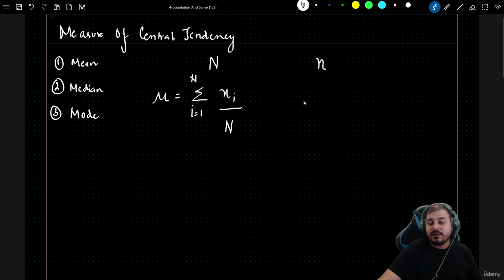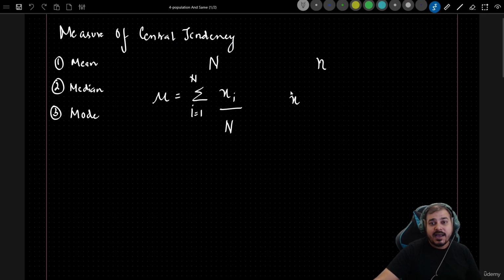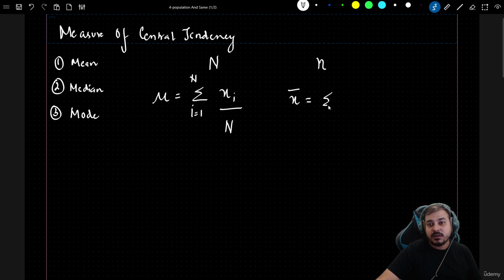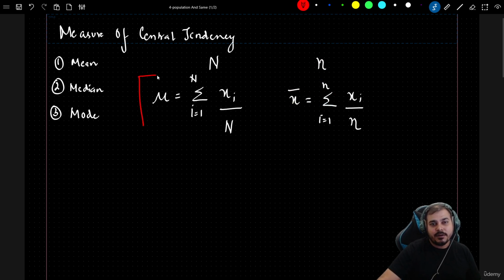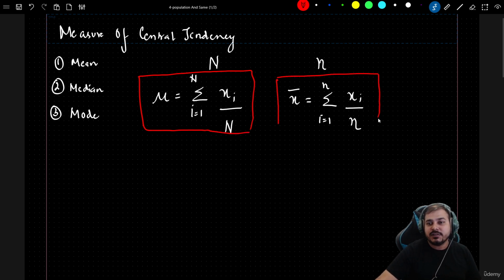Similarly, if I want to find the mean or average formula with respect to a sample, I can write x bar is equal to summation of i equal to 1 to small n, x of i, divided by small n. So this is the basic formula. I'm just going to highlight this so that you will be able to remember the formula every time, for the population and for the sample.